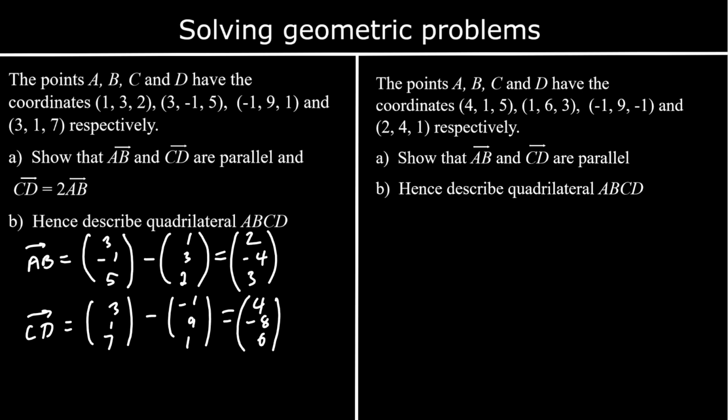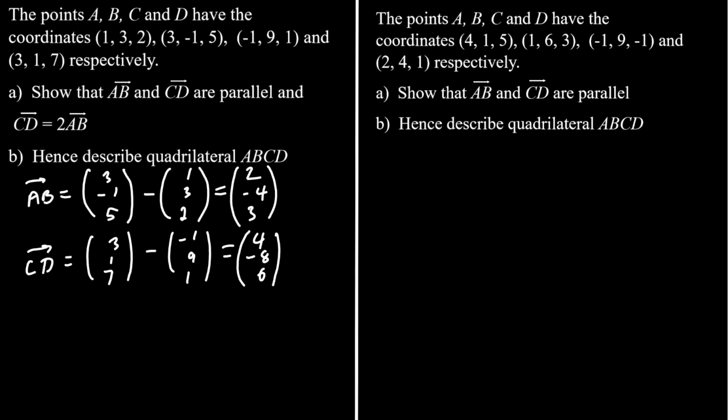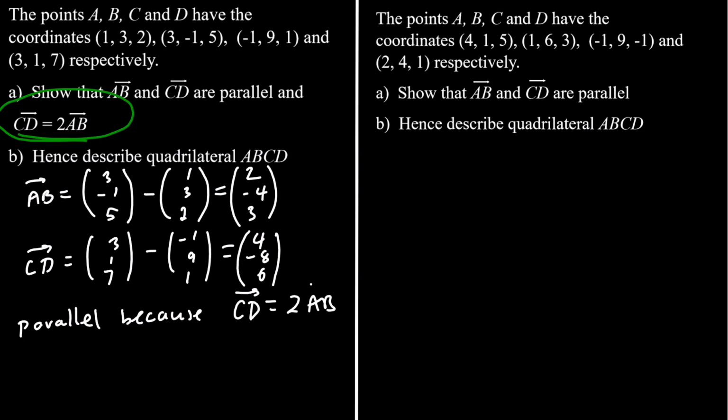So we can see they're parallel. That's because one is a multiple of the other. So they are parallel. And the reason is, well, what we already know. The reason is because CD is equal to 2 AB.